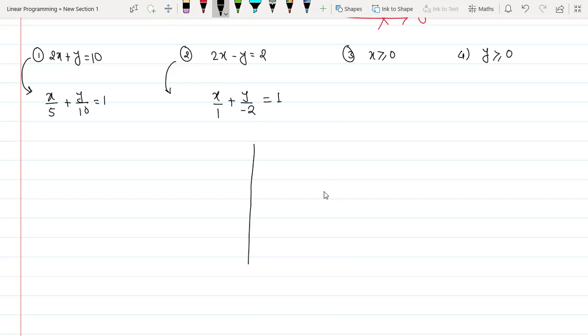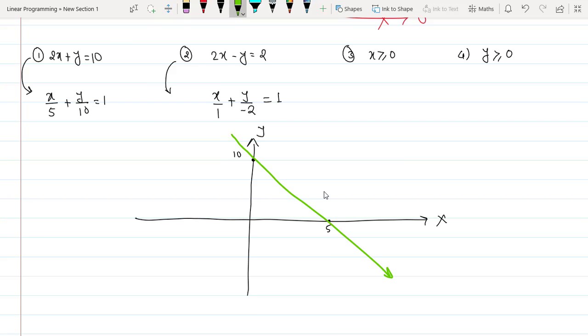So let's have the x-axis and the y-axis. This is y, this is x. Let's plot the first line. It is 5 on the x-axis, suppose this is 5 on the x-axis, and 10 on the y-axis, let's say this is 10 on the y-axis. Let's draw a line passing through these two points. I will get a line something like this, and the step we have to do is directly write the equation here: 2x plus y equals to 10.